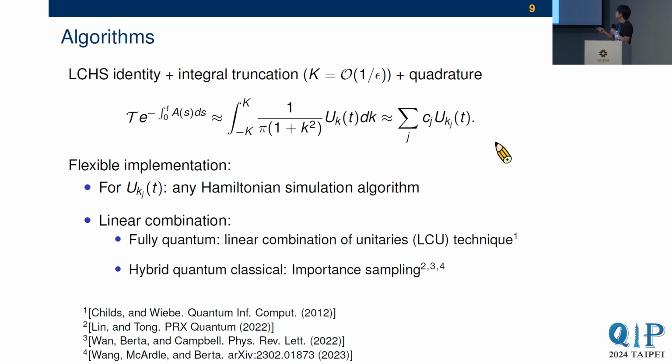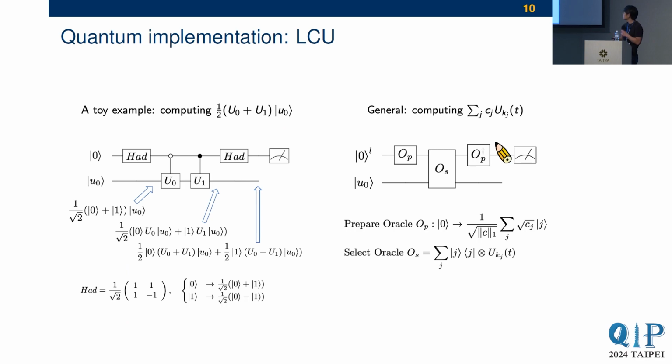You can choose to implement this as a linear combination of unitaries, LCU procedure. That is the fully quantum way of implementing it. Or you can implement it in a hybrid quantum-classical way via importance sampling. And both ideas have been used extensively in the previous works. Just to show you how it works, the simplest LCU example is to implement 1/2 (U0 plus U1), and this is the circuit.